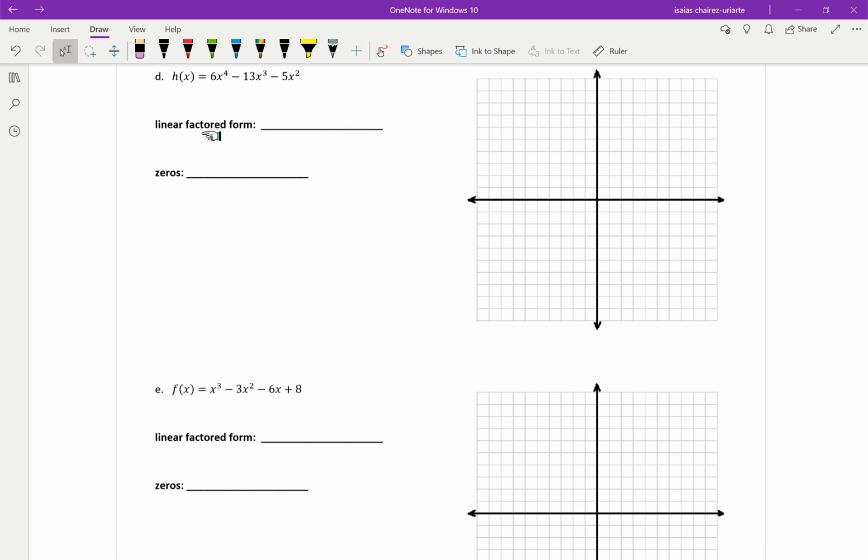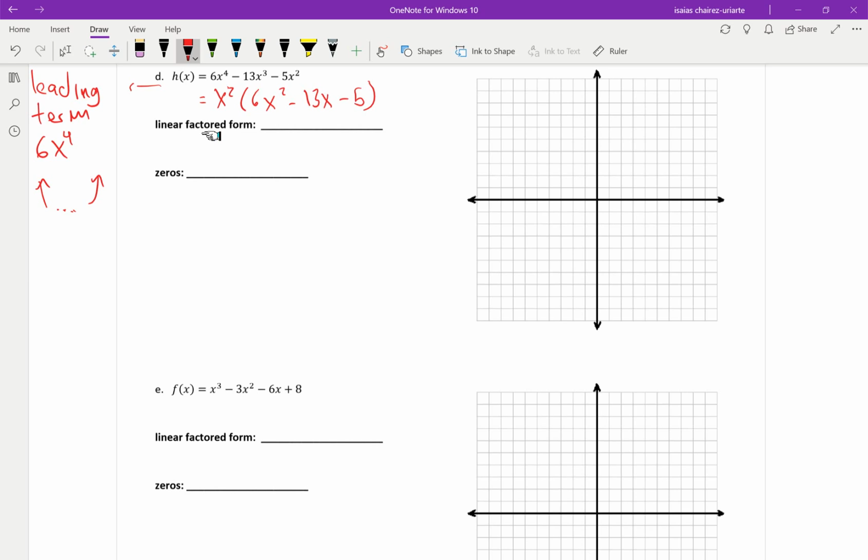Let me think about this guy right here. So I know that the leading term is 6x to the 4th. And so that's an even degree polynomial with a positive leading coefficient. So my graph is going to look something like that, upward facing U. All right, let me try to factor this. I know that I can factor out an x squared from everything, and this becomes 6x squared minus 13x minus 5.